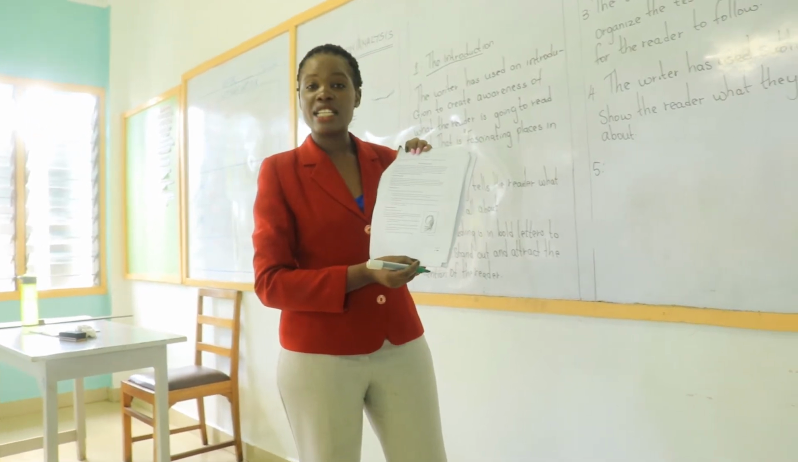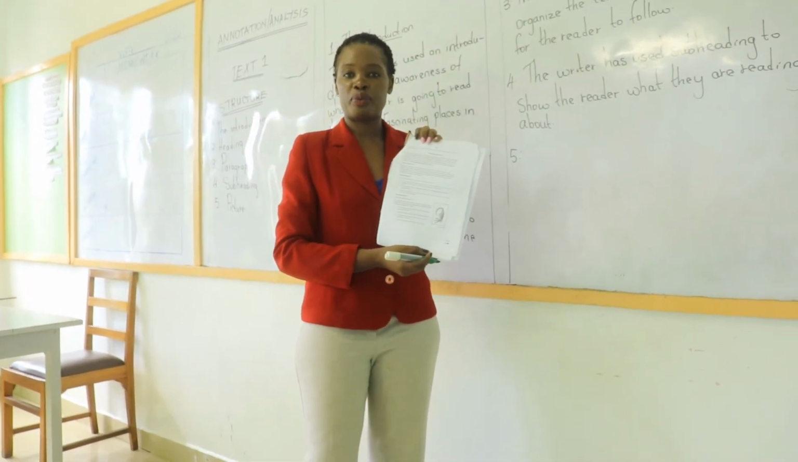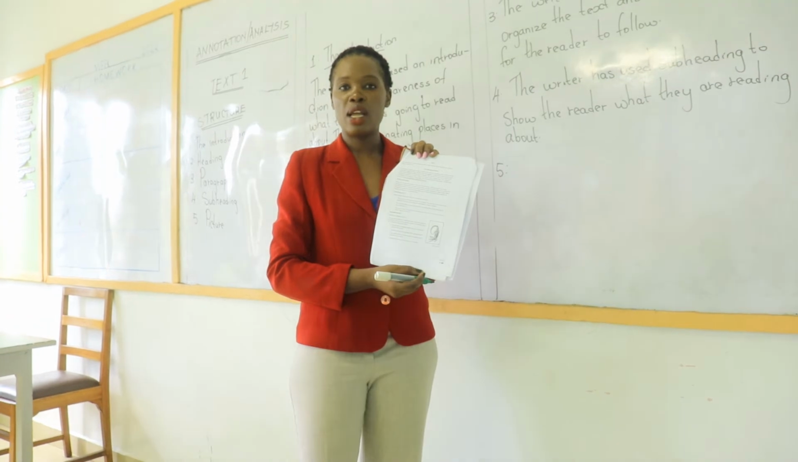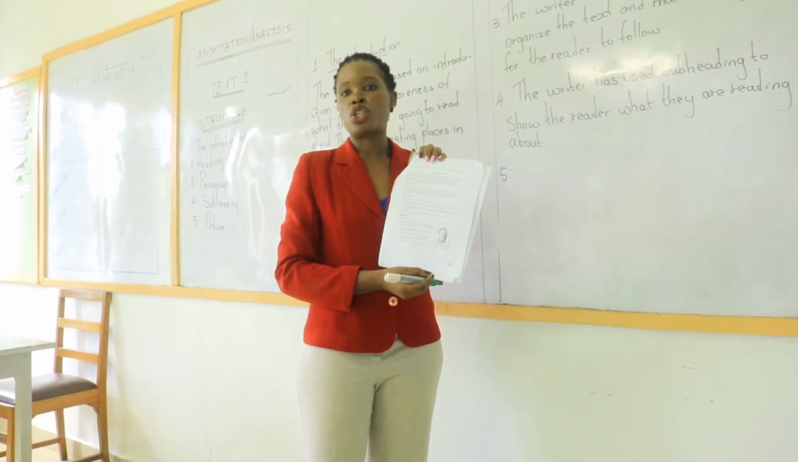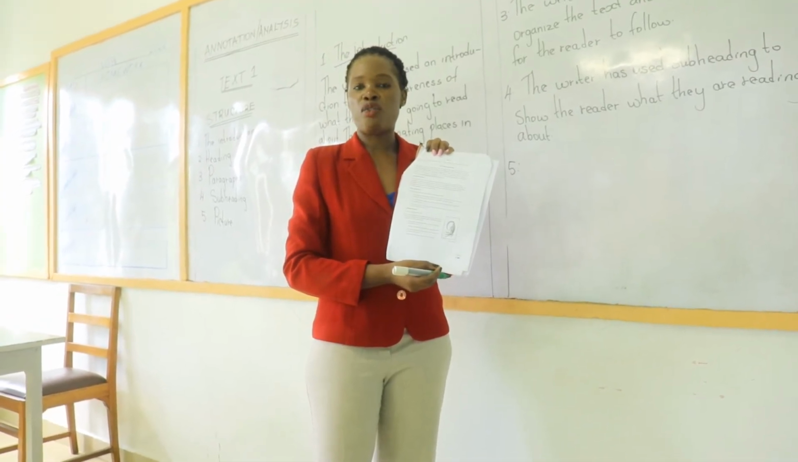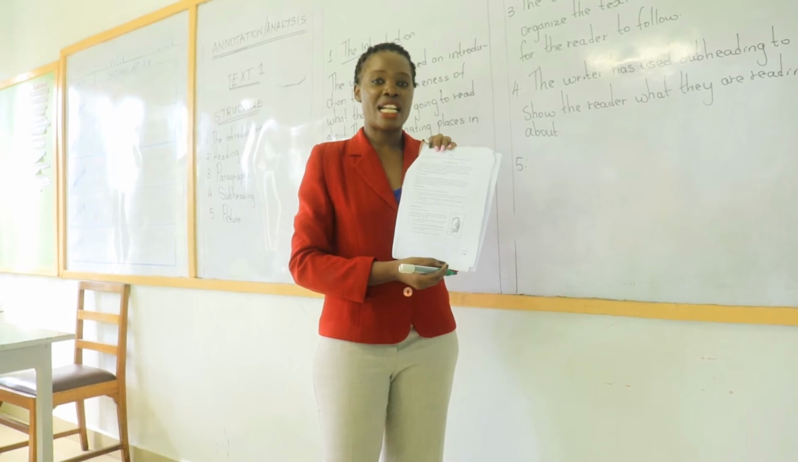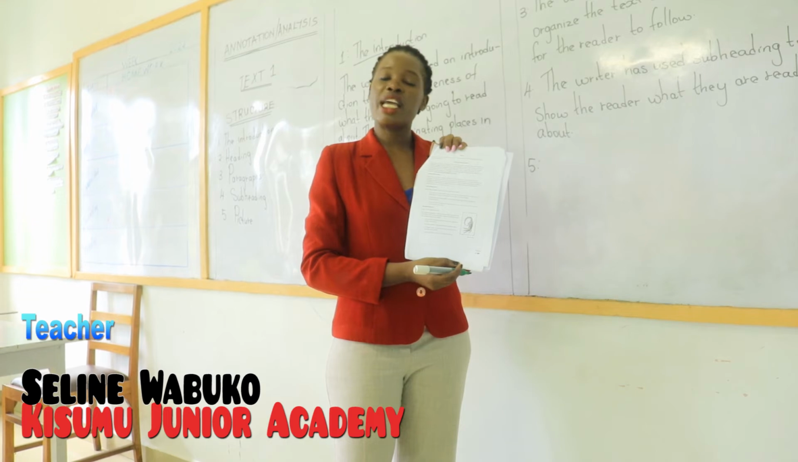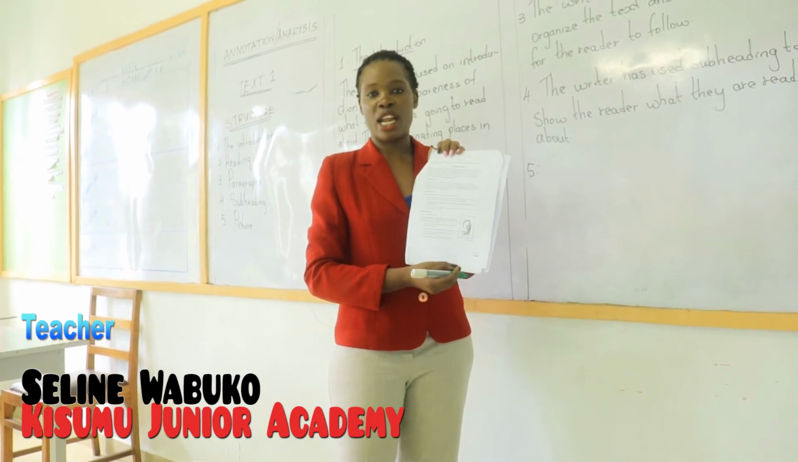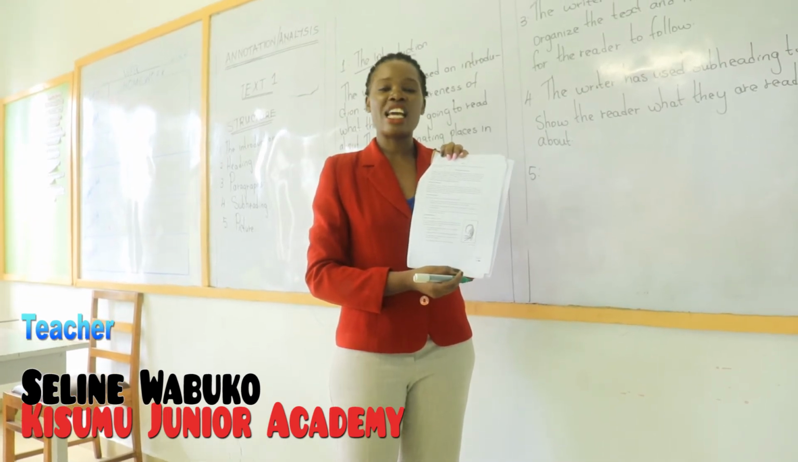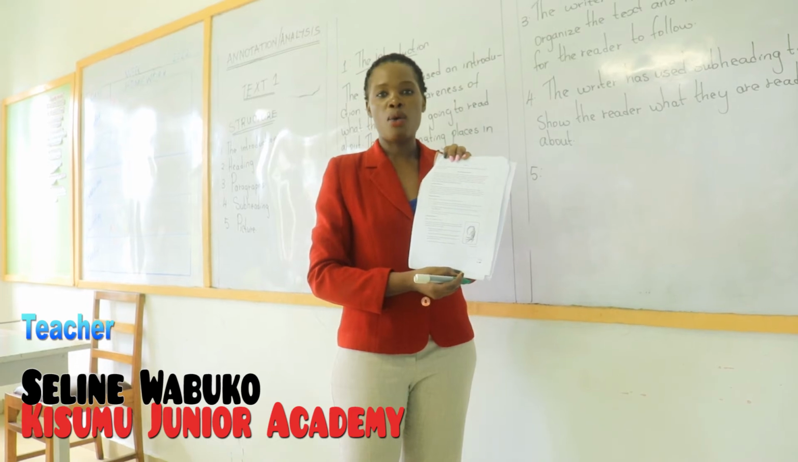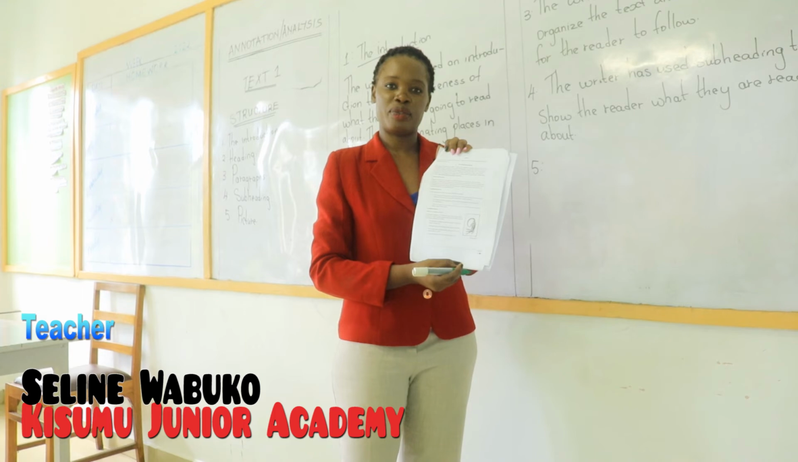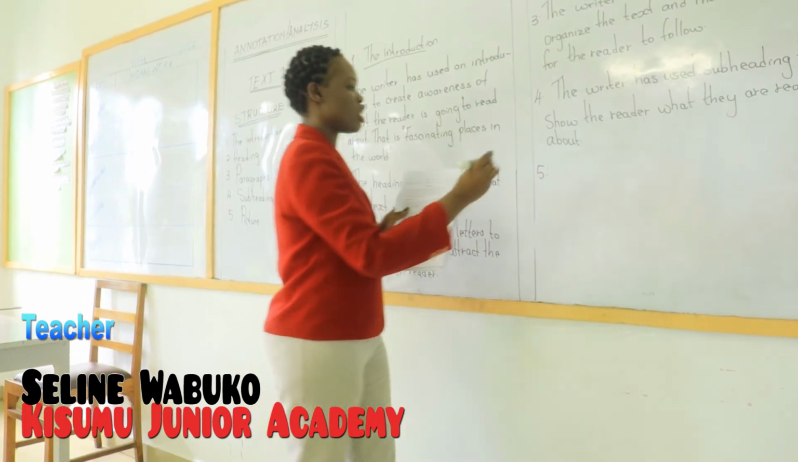Now, why has the writer used the picture? Number one, to show evidence of one of the animals that lives in the Amazon. Number two, to ignite the imagination of the reader so that they can think about how other animals in the Amazon might look like. Let's go back to the picture.